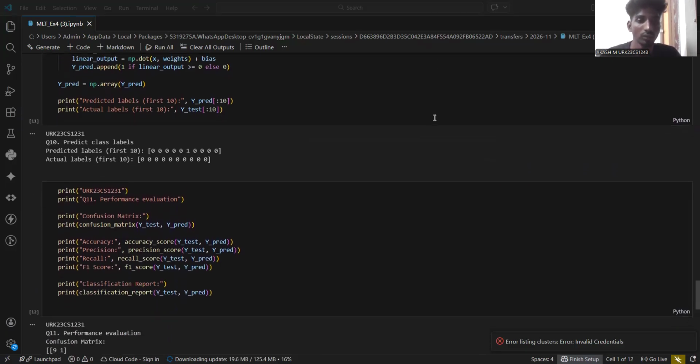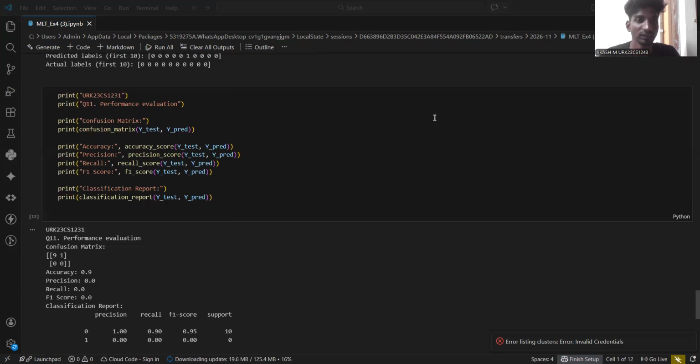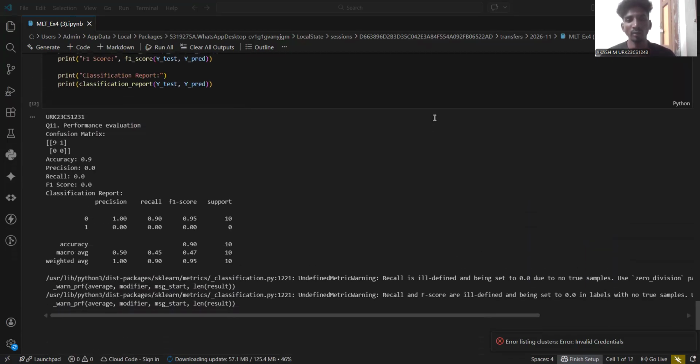And the last one is performance evaluation. The experiment concludes by calculating metrics like accuracy, precision, and recall. Your output shows an accuracy of 1.0, or 100%, meaning the model classified every penguin in the test set correctly.